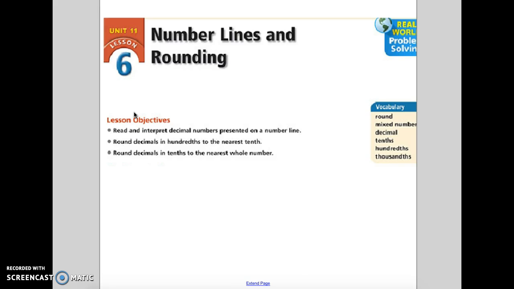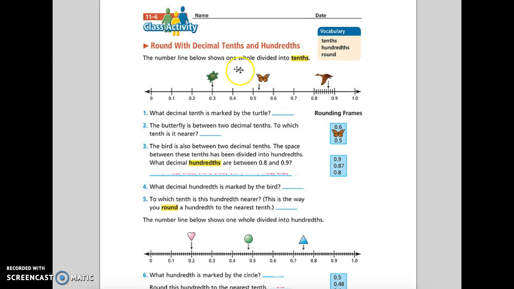Our learning objectives for the day are: I can read and interpret decimal numbers presented on a number line. I can round decimals in hundredths to the nearest tenth, and I can round decimals in tenths to the nearest whole number. So let's go ahead and start by looking at this number line.